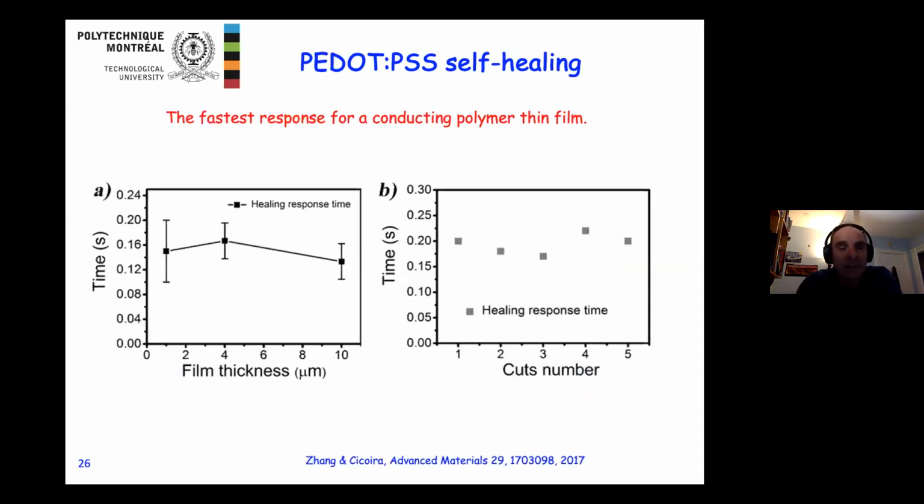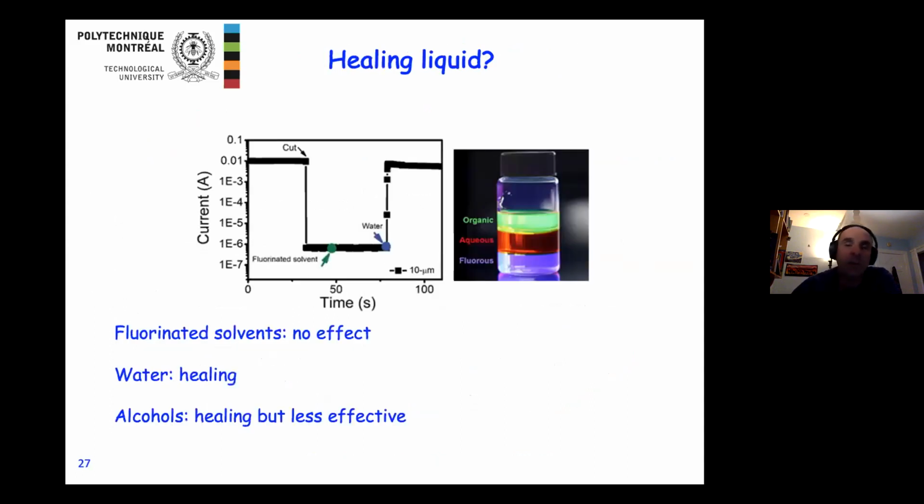Again, we looked at the response time, and as I said before, the process is very fast. It's about 150 milliseconds, and it doesn't depend on how many times you cut the film. What is also interesting is to be able to heal material of different thickness. Now we are going to a very low thickness, and you can see again that the time does not depend on the thickness.